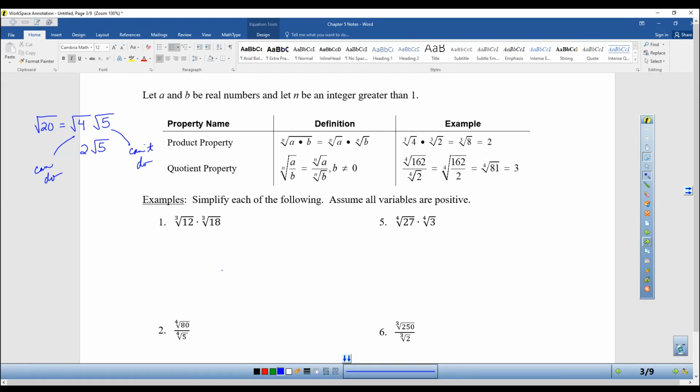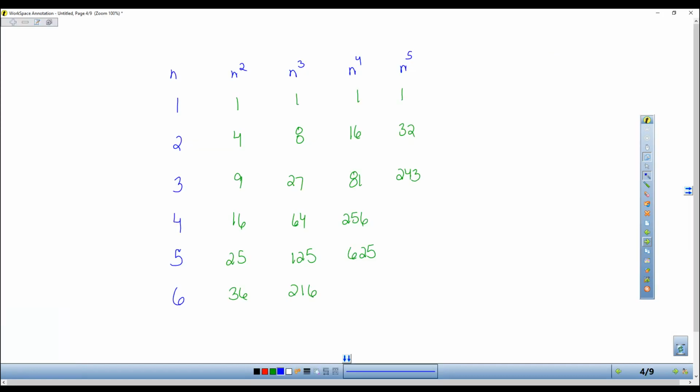So before we do that, I did make a little chart for you. I believe I made it the other day as well, but you can screenshot this if you need to. But really what you need to do is have these numbers in your head. They need to be familiar to you.